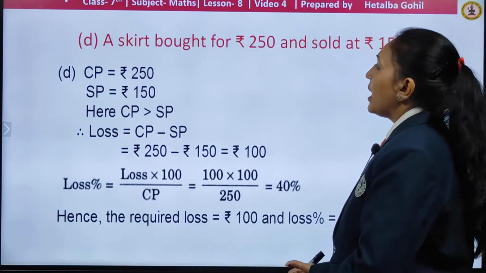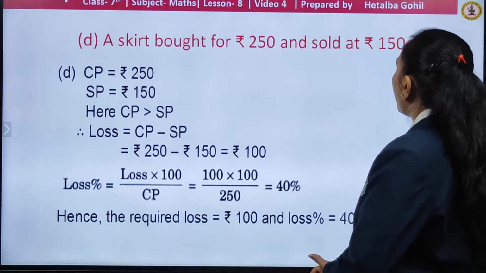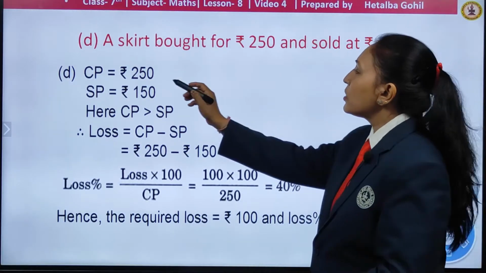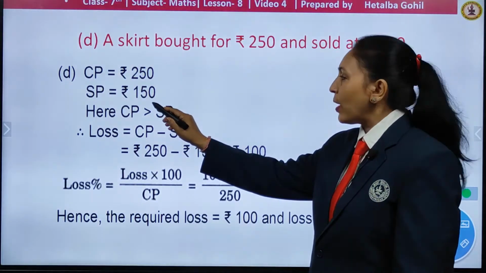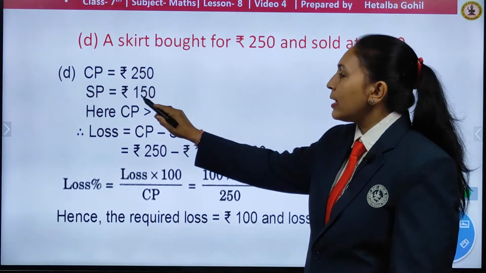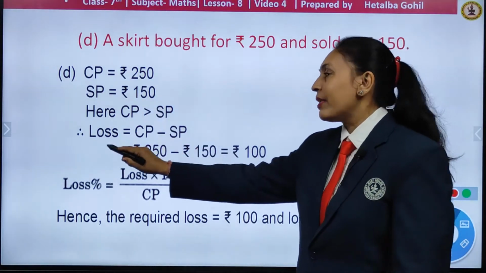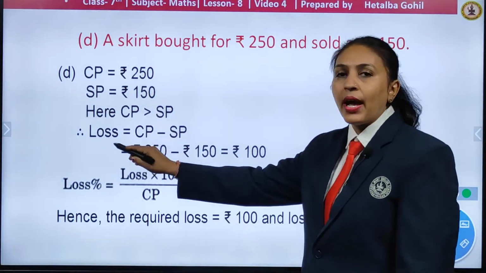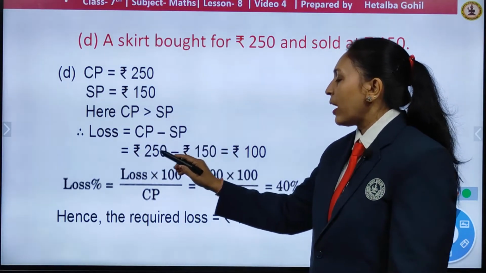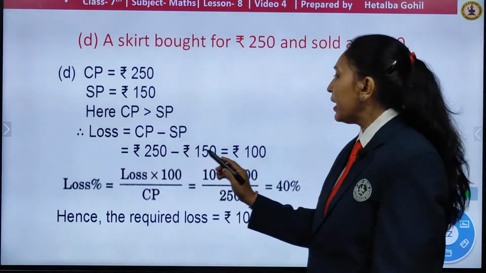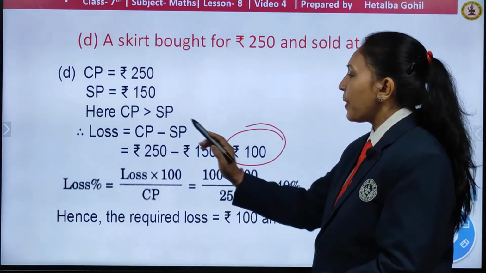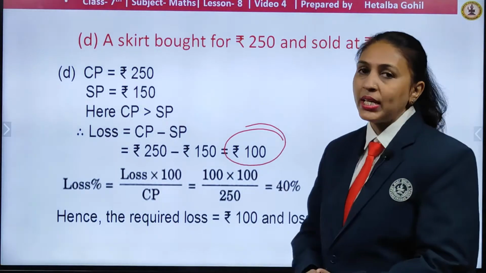Next question. A skirt bought for rupees 250 and sold at rupees 150. The cost price is 250, selling price is 150. Hence here, as the cost price is more than selling price, children, we have loss. To find the loss, cost price minus selling price. When we subtract it, we will get the loss of rupees 100.